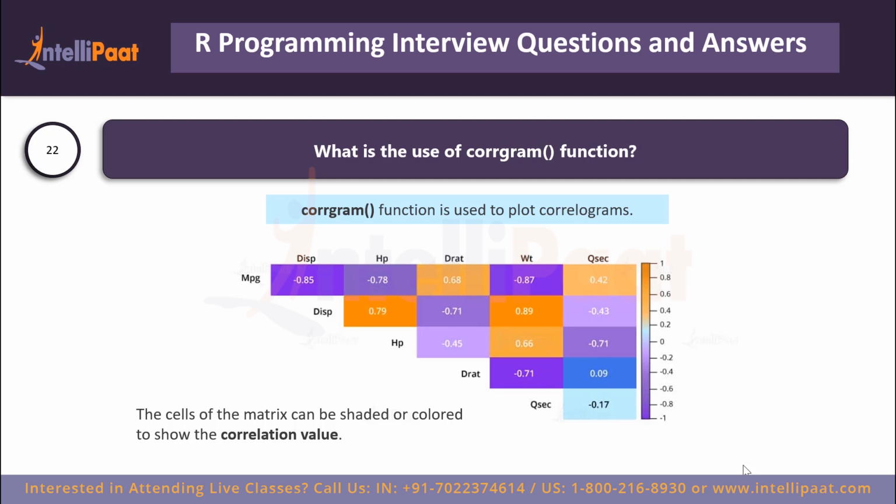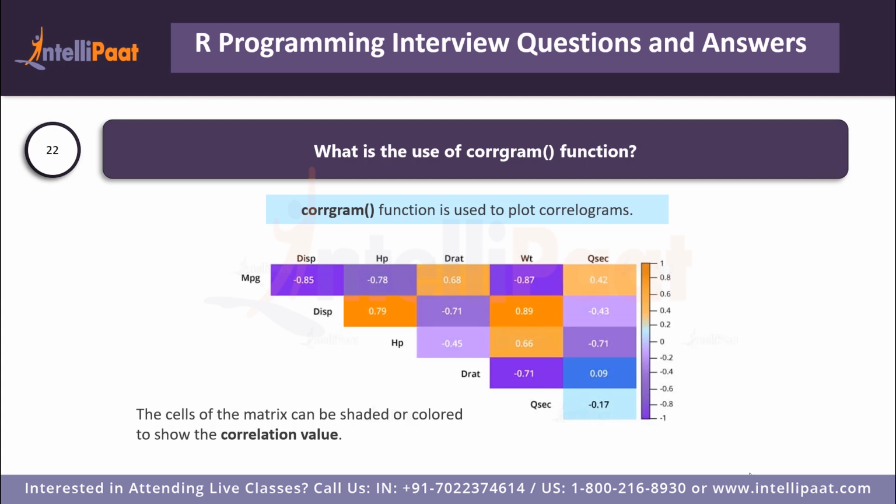What is the use of the corrgram function? The corrgram function is used to plot correlograms. The cells of the matrix over here can be shaded or colored to show the correlation values. In the analysis of data, a correlogram is a chart of correlation statistics. For example, in time series analysis, a plot of the sample autocorrelations versus the time lags is an autocorrelogram. If cross correlation is plotted, then the result is called a cross correlogram. So this is the use of the correlogram.